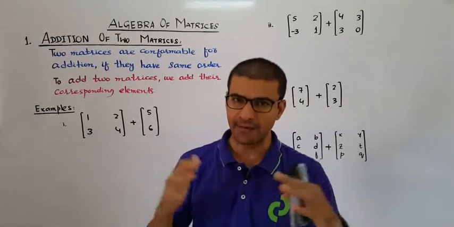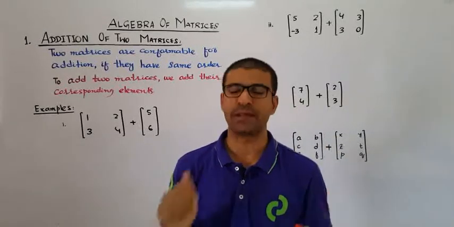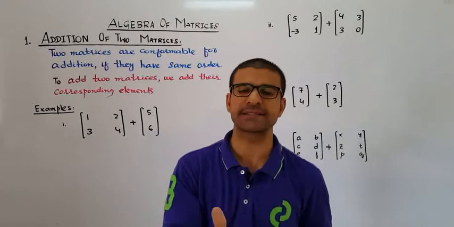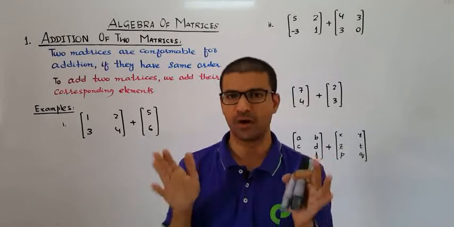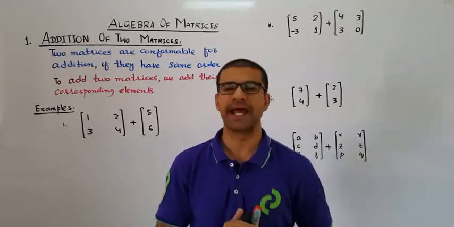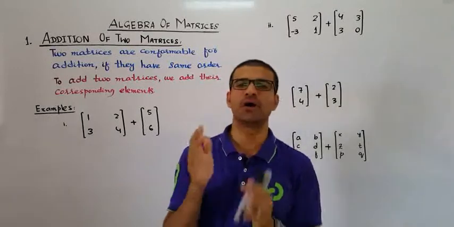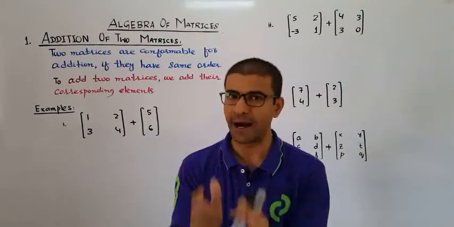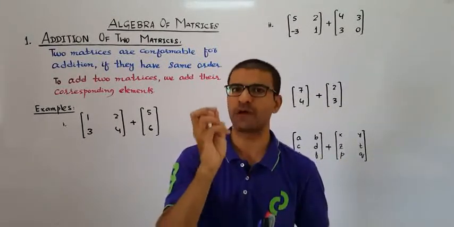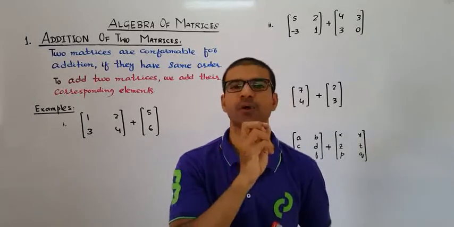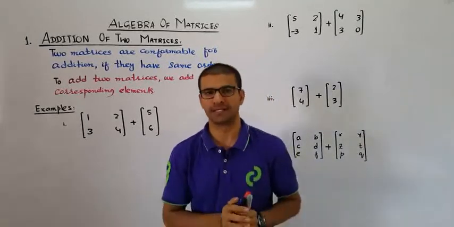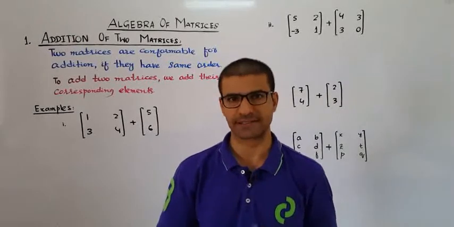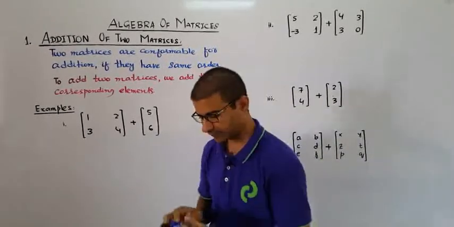Can we add every two matrices? No. We can add only those two matrices whose order is same. If order is different, we cannot add. As you know, what is order? Order means number of rows by number of columns. First you have to write number of rows, then you have to write number of columns. This is known as order of matrices, rows by column.